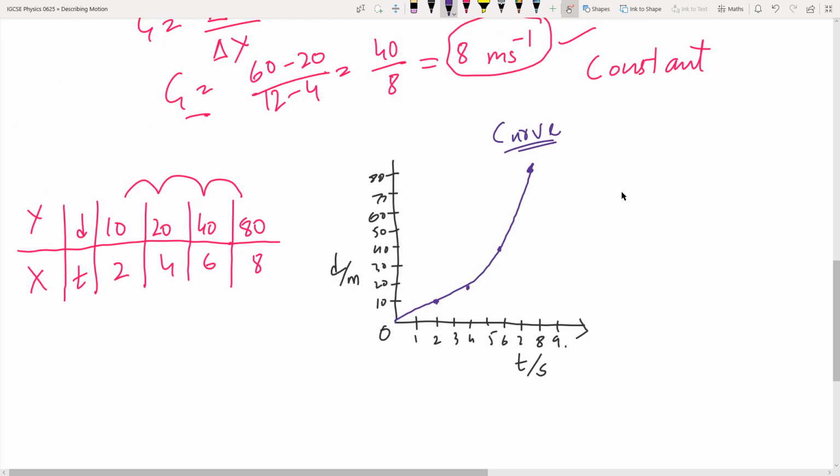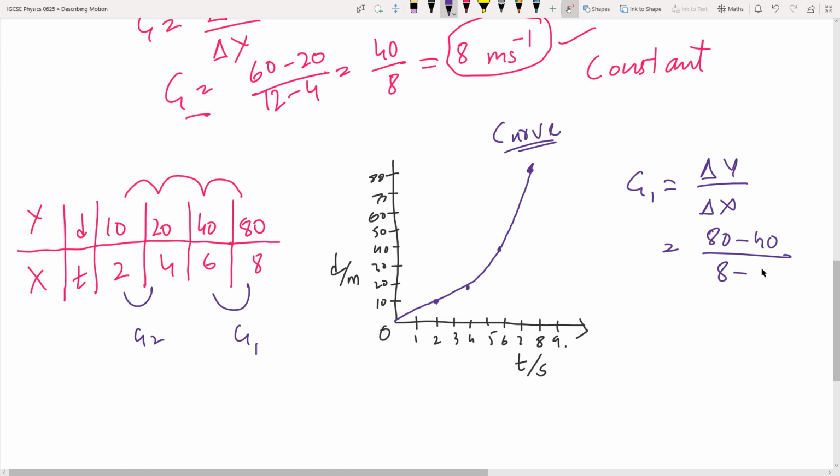So let's chart the gradient G1, taking it between these two values, and we'll take G2 over here. G1 is delta y over delta x, which refers to 80 minus 40 divided by 8 minus 6. That is 40 divided by 2, resulting in 20. So G1 is 20 meters per second.